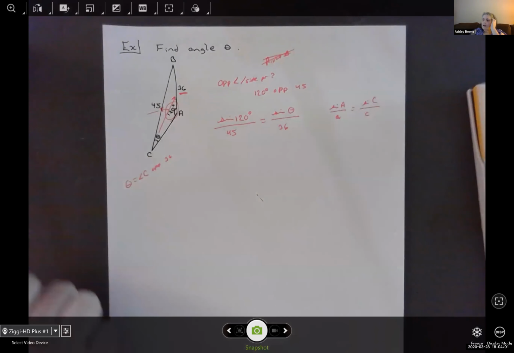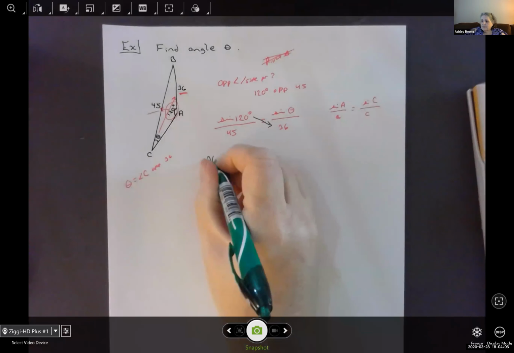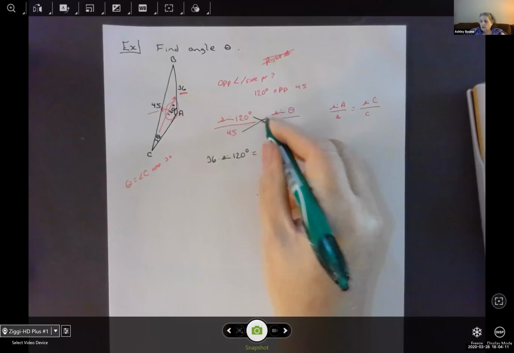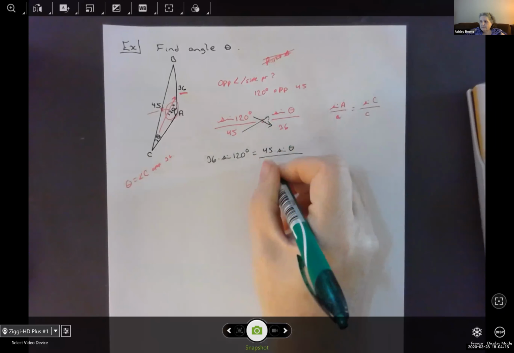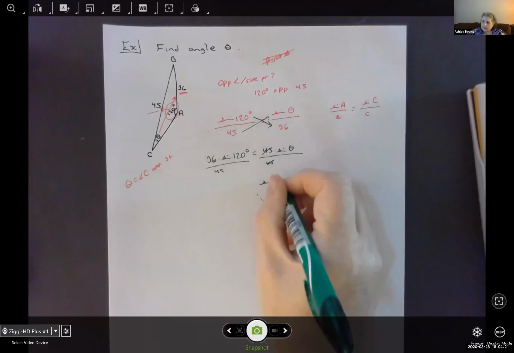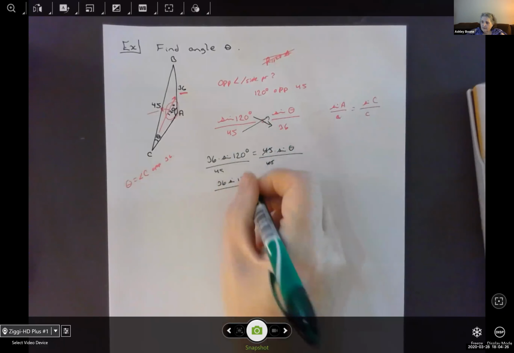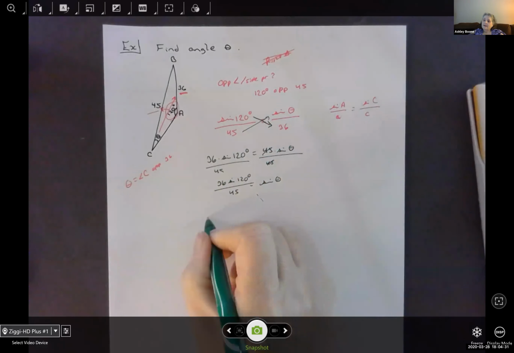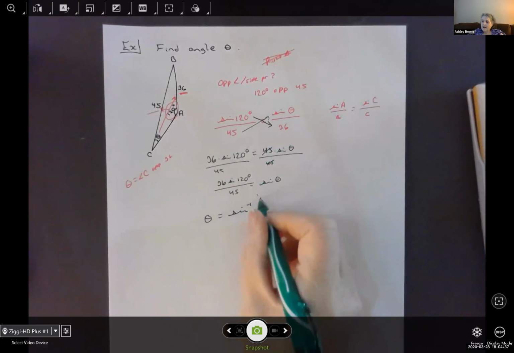So I can go through and solve this, cross multiply. That's 36 times the sine of 120 degrees equals 45 times the sine of theta. Divide both sides by 45. Those cancel. So we have the sine of theta is equal to 36 sine of 120 degrees over 45. What does that mean about angle theta? Theta is going to be the inverse sine of that fraction.